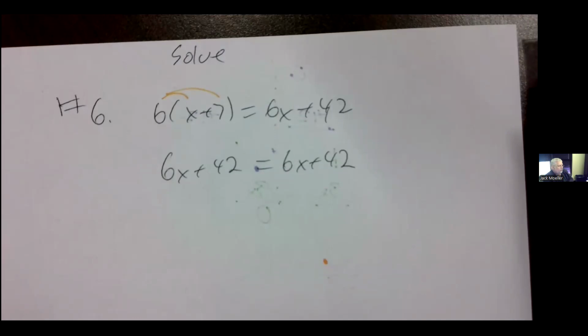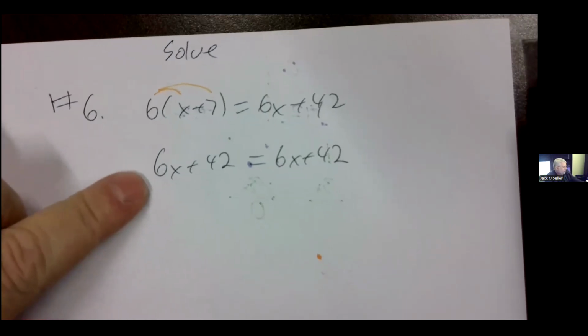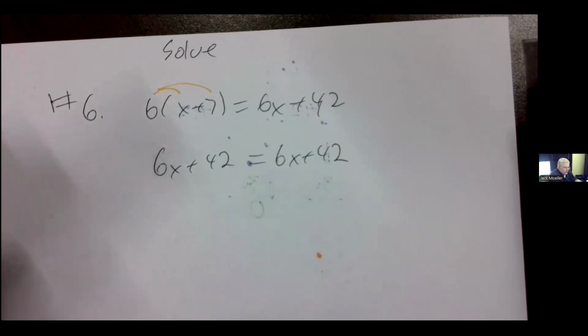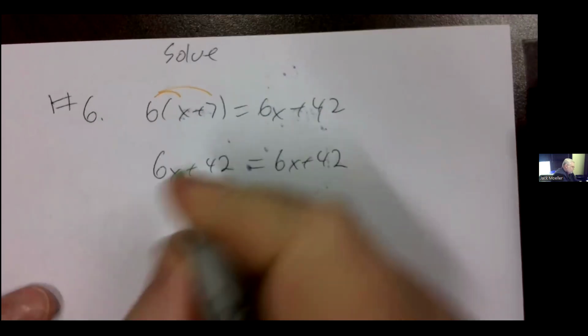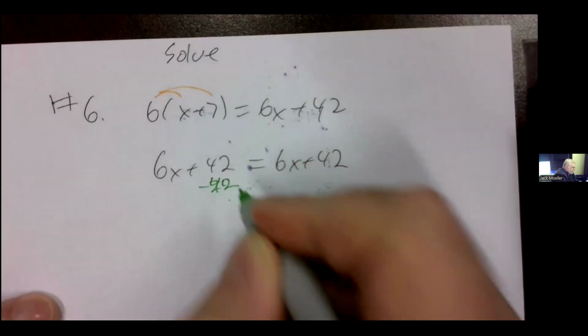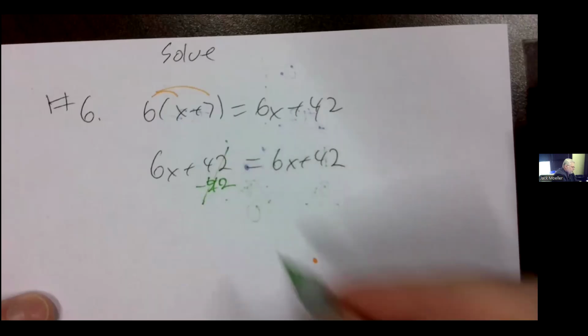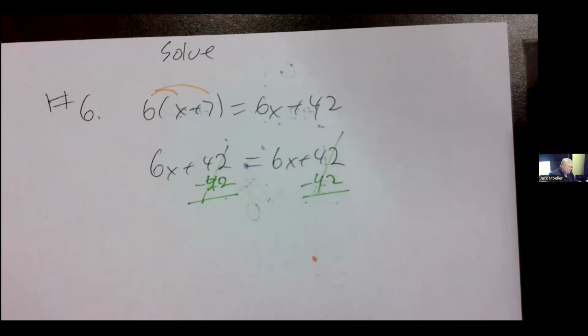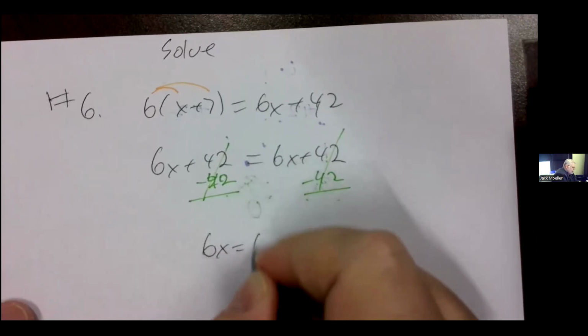Well, we've got variables on both sides, so which side do you want the variable on? Most common is going to be the left. So that means that 42 has to get moved over. Here's why I don't recommend moving your constants first, for this particular example. If you subtract 42 from this side, that goes to 0. We subtract 42 over here. So we get 6x equals 6x.